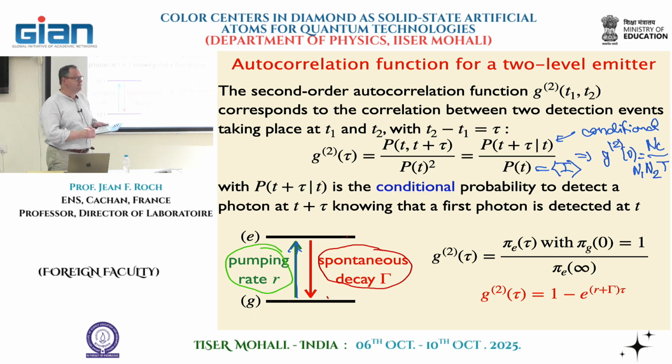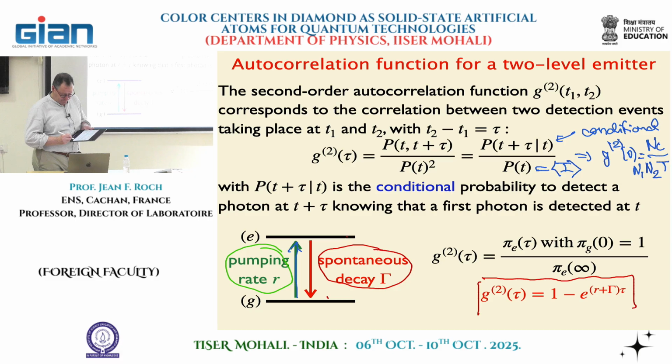G2 over 2 is simply the probability of being in the excited state at time tau, knowing that you are at time t equals 0, the initial time, in the ground state. Okay? And then when you do the calculation, you normalize by the average population in the excited state, and you have this very simple formula for G2 over 2. So you expect something like that.